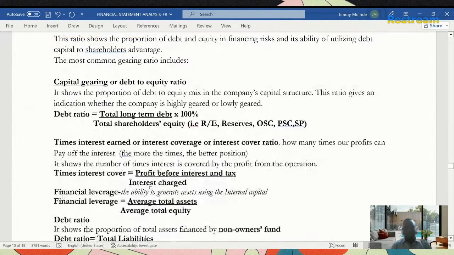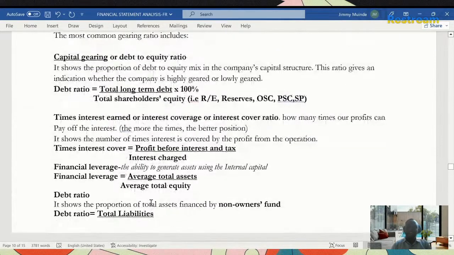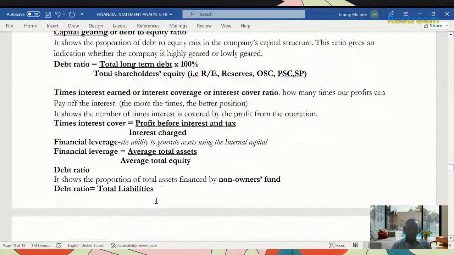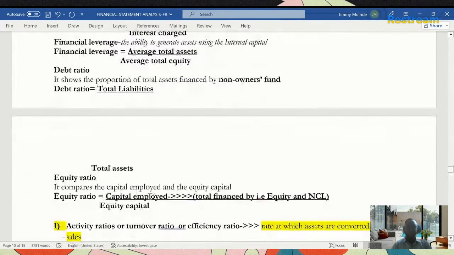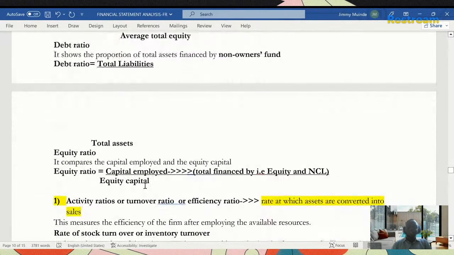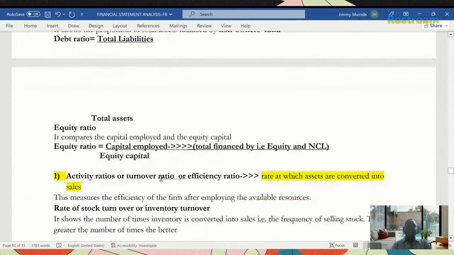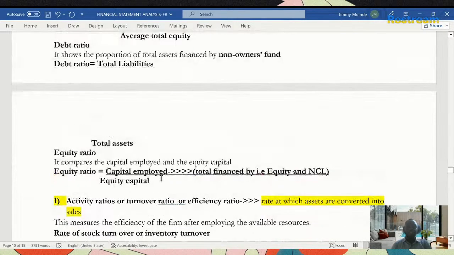Then we have financial leverage. Financial leverage compares the total assets against the average total equity. Then we have the debt ratio, which compares the total liabilities against the total assets. Then we have the equity ratio, which compares the capital employed against the equity capital of an entity. So those are what we call the leverage or the gearing ratios.